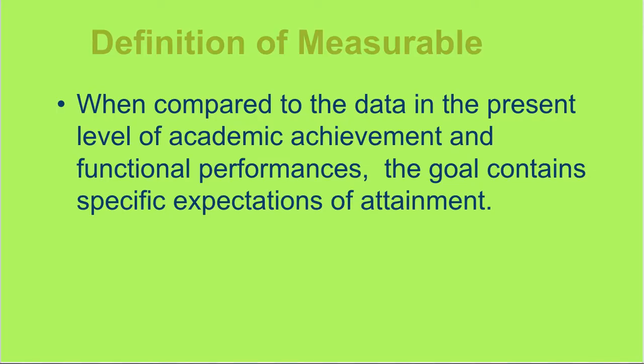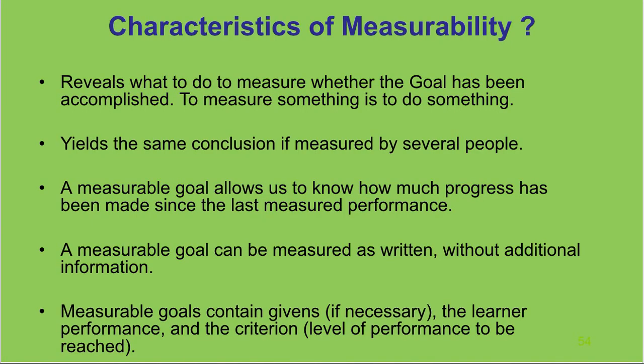When we're looking at this definition of measurable, that means when compared to the data in the present level of academic achievement and functional performances, the goal contains specific expectations of attainment. It reveals what to do to measure whether the goal has been accomplished. It yields the same conclusion if measured by several people. So that's how we know that this is objectively measurable.